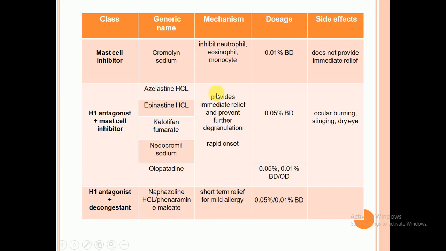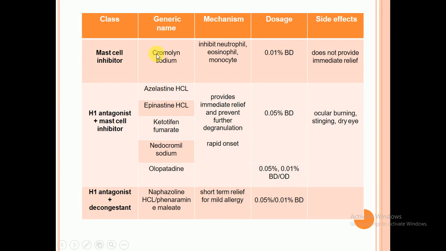Okay, now let's see here, this is the table which is given already. So this is the class, this is the generic name, mechanism, dosage and side effects. Mast cell inhibitors. Now these are the drugs which are the mast cell inhibitors. As we know that during allergic reactions, the antigen antibody reaction occurs and histamines are released, and histamine is the chemical substance which is responsible for allergic reactions. So in order to inhibit or stop the activity of mast cells, these drugs are used.